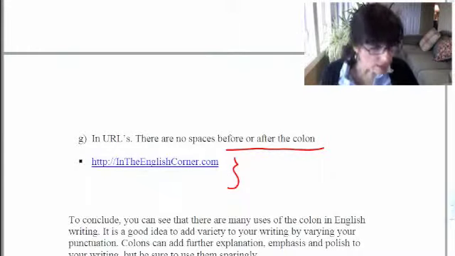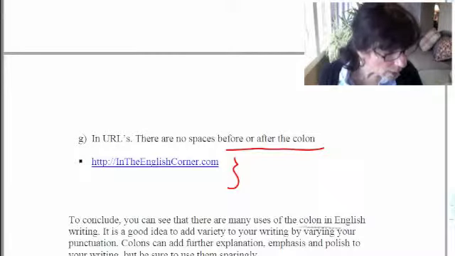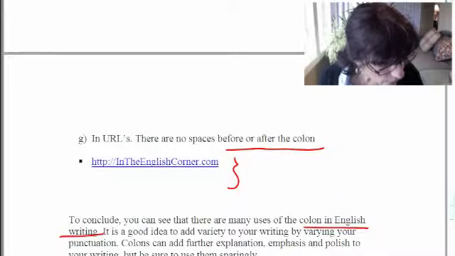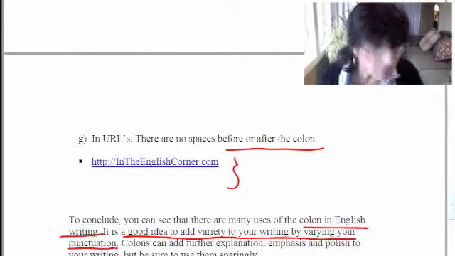So to conclude this video, you can see that there are many uses of the colon in English writing. And it's a good idea to add variety to your writing by varying your punctuation. You don't want every sentence to just have a period, one idea, period, another idea, a period. Learn to vary your sentences and have variety in your writing style. Remember that colons can add further explanation, they could add emphasis, and they can also add polish to your writing. But be sure that you use them sparingly. Don't overuse them, and be sure that you understand the rules before you use them.